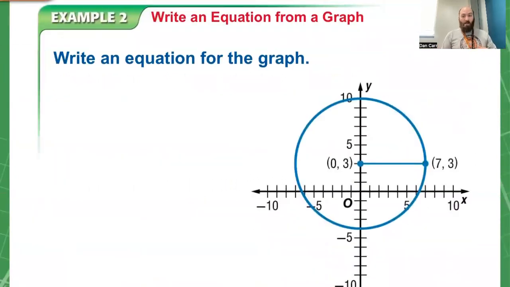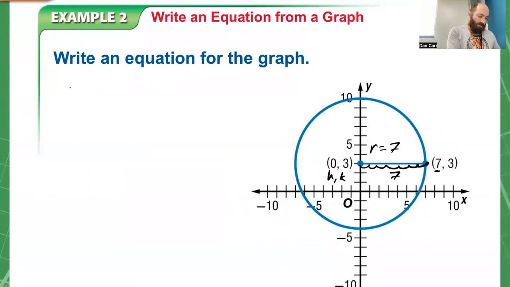Instead of giving a verbal description, we want to write the equation of this graph right here. What we need is the center and the radius. That's all we need. Here my center is at 0, 3. The radius is pretty straightforward because I can just count it out. If this is going to 7, it goes 1, 2, 3, 4, 5, 6, 7. So r equals 7 in this case.